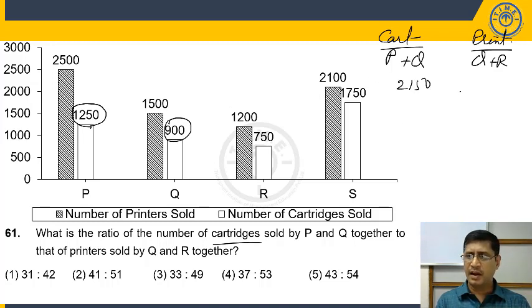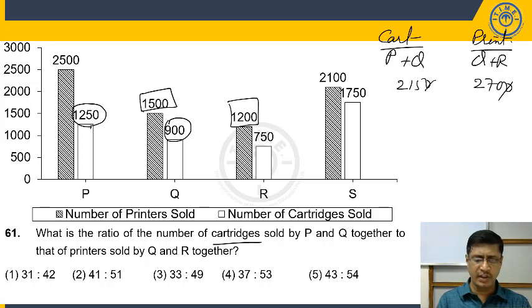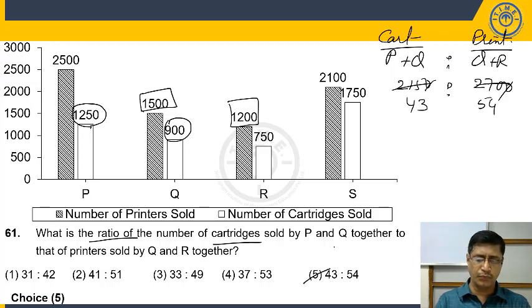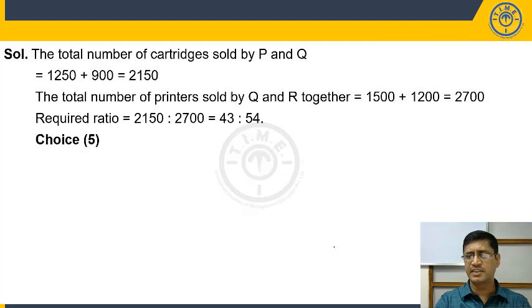2150. And what about Q and R? Q and R printers we need to find. Printers means now 1500 plus 1200. What is the sum of these two numbers? It is 2700. Zeros to zeros we can cancel. Here it asks us to find the ratio. So ratio means, zero to zero we can cancel, dividing by 50, 2150 is 43 times, and 2700 is 54 times. How much is the ratio? 43 is to 54. Option number 5. The fifth choice is the answer for this example.